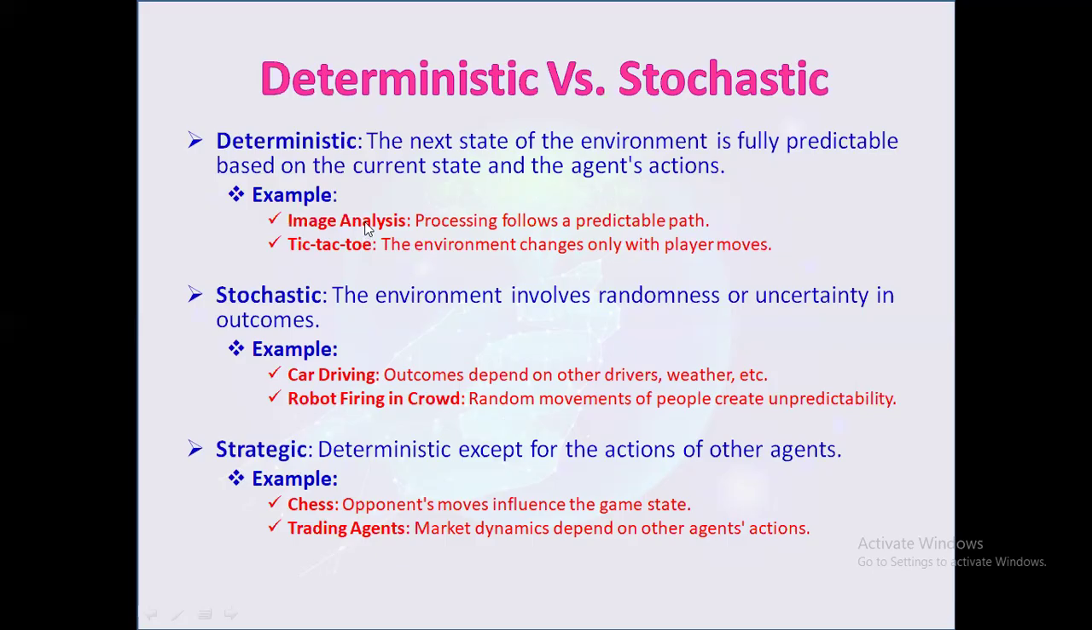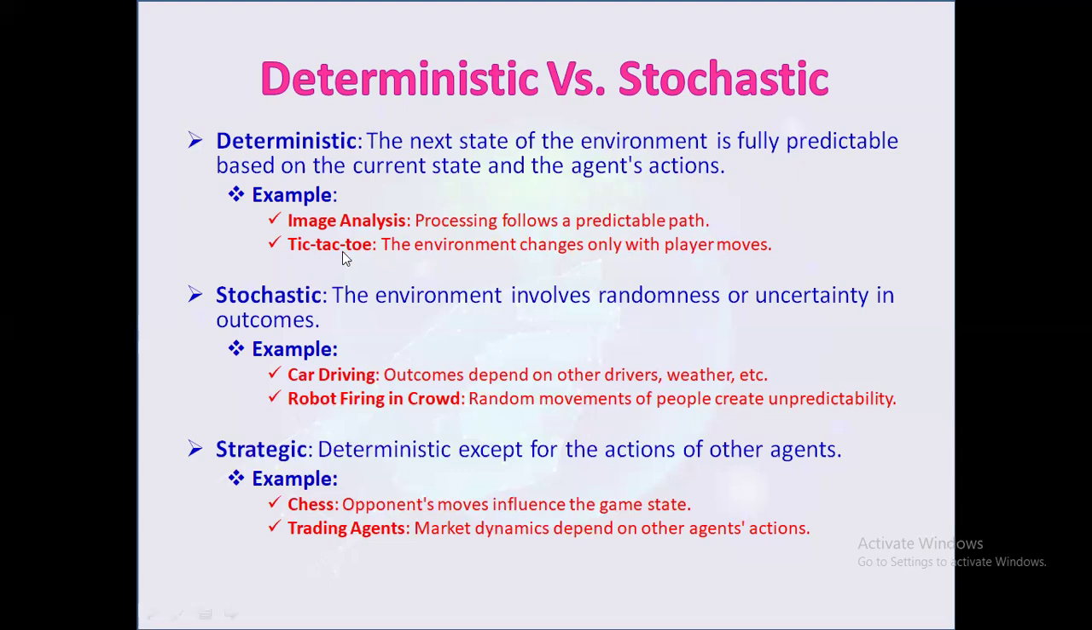In a deterministic environment, the next state of the environment is entirely predicted based on the current state and the agent's actions. There is no randomness or uncertainty involved in the transition from one state to another, allowing the agent to predict the outcomes of its actions with certainty. Next example, image analysis, as I have said previously. In image processing, the steps involved in analyzing an image follow a clear and predictable path, with each action, for example feature extraction or classification, leading to a specific outcome.